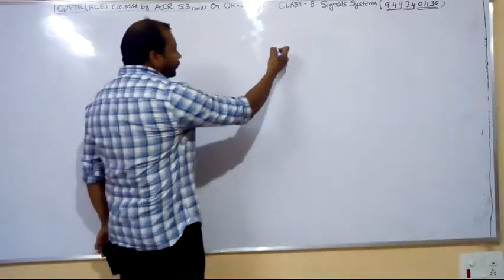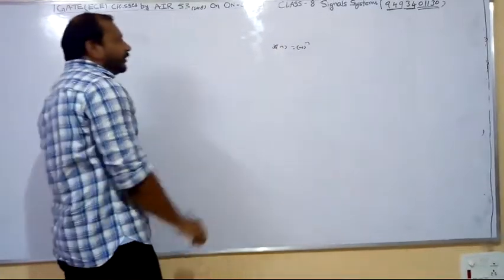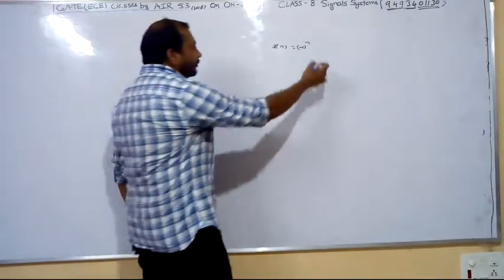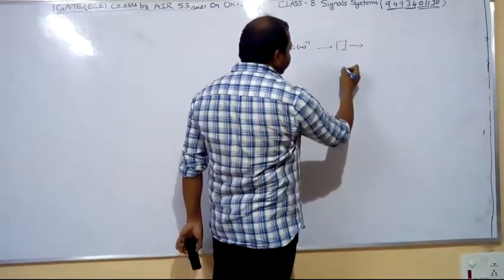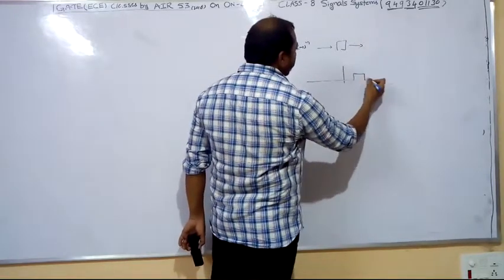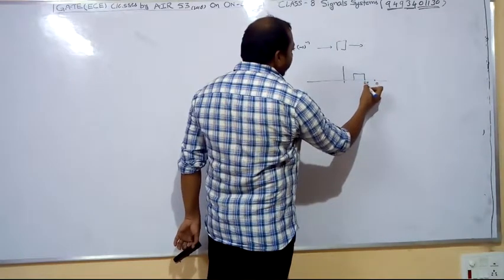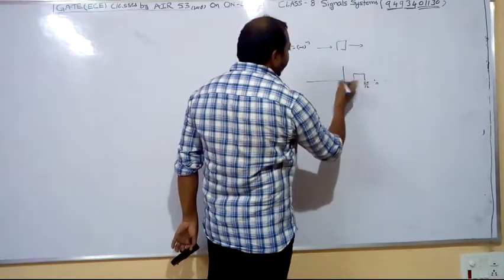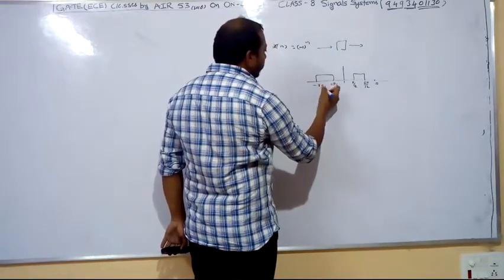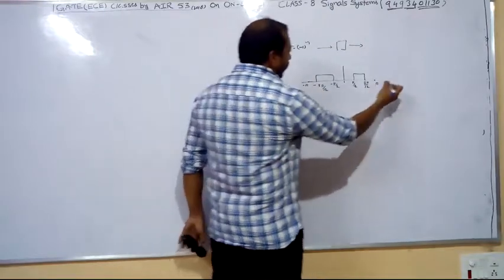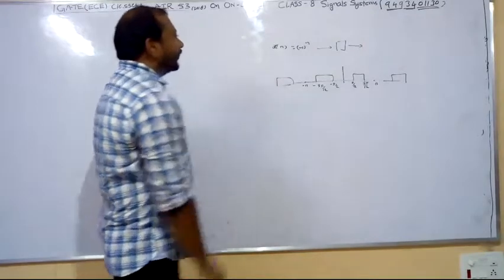Given x of n is equal to (minus 1) to the power n, it is passed through the filter whose frequency characteristics are given by this: pi, 5 pi by 12, pi by 12, minus pi by 12, and so on. This is your minus pi, repeated again like that.